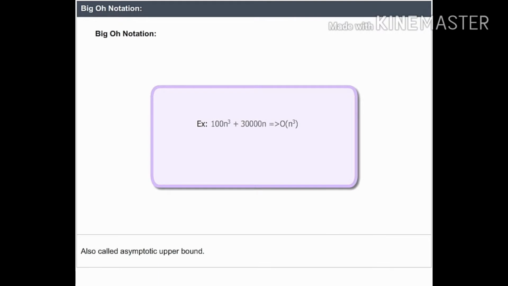Example: 100n^3 + 30,000n is O(n^3). 100n^3 + 2n^5 + 30,000n is O(n^5).